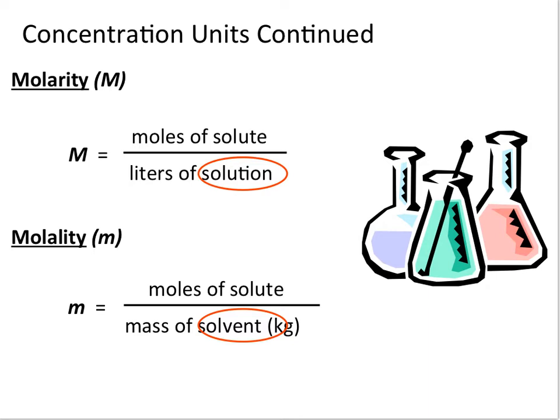So molarity is calculated by looking at moles of solute and dividing by the liters of solution. So the total volume of the solution. Molality, on the other hand, we still use moles of solute, but we divide by the mass of the solvent only, and that needs to be in kilograms. So we're not dealing with solution as our denominator when we're calculating molality. We are looking at just the mass of the solvent in kilograms. So make sure you're paying attention to those details when you're doing your calculations and considering solvent and solute differences.